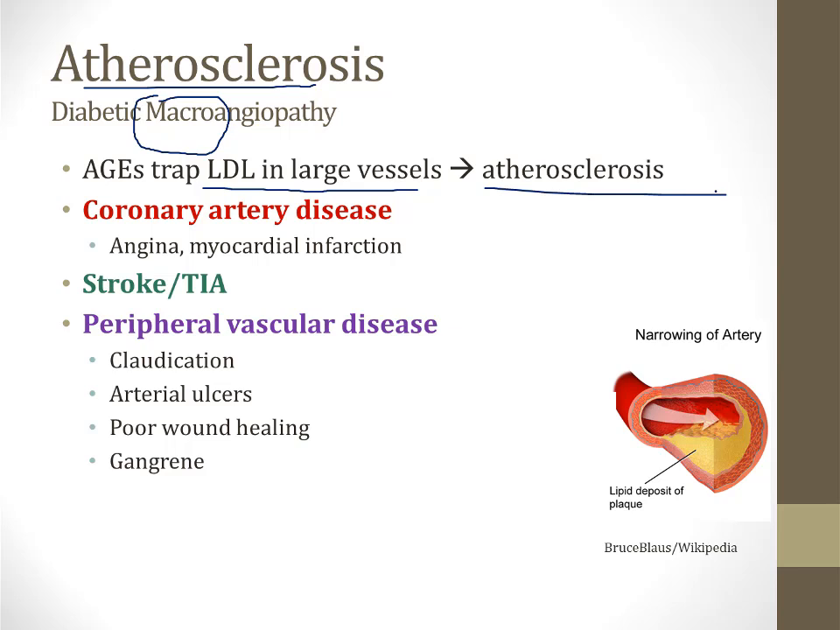And diabetics have increased rates of all forms of atherosclerosis. They have increased rates of coronary artery disease like angina and myocardial infarction. There are more strokes and TIAs among diabetics. And finally, many diabetics have peripheral vascular disease.